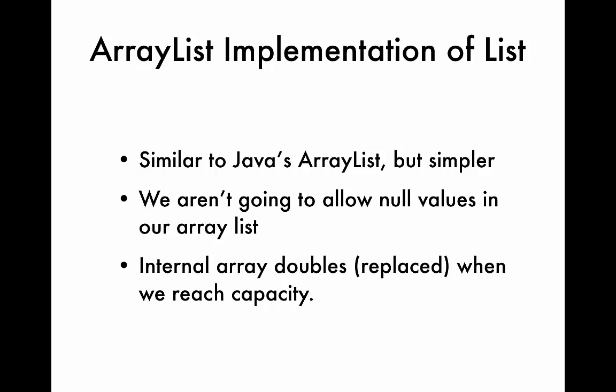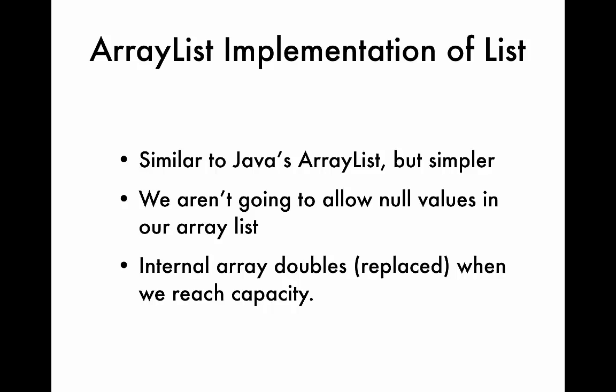Now let's look at a particular implementation of list. Let's look at the ArrayList implementation. And when I say the ArrayList implementation, I don't really mean that. I mean a simplified version of the ArrayList implementation that's easier to understand but does most things the way that Java's ArrayList does them. One of the things that will be different about this implementation is that we're not going to allow null values in our list. This is different from Java's ArrayList, which can have null values in it.